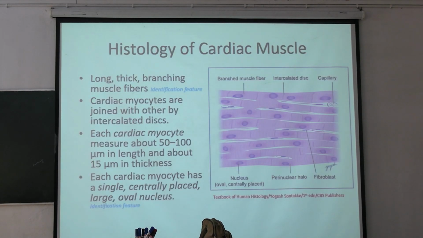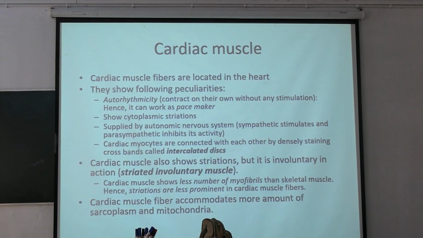Now, these are the cardiac muscles. Cardiac muscle fibers are located in the heart. They show the following peculiarities: autorhythmicity, they contract on their own without any stimulation, hence it can work as a pacemaker. They show cytoplasmic striations and are supplied by autonomic nerves, sympathetics and parasympathetics.